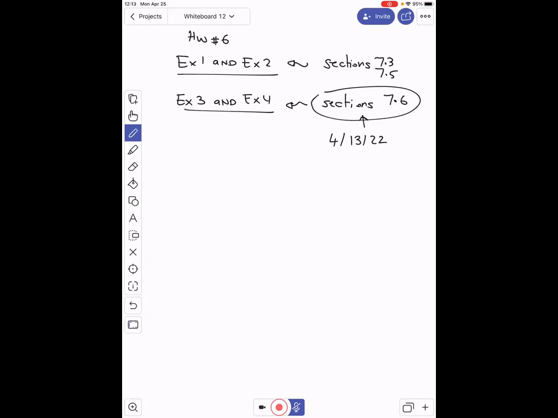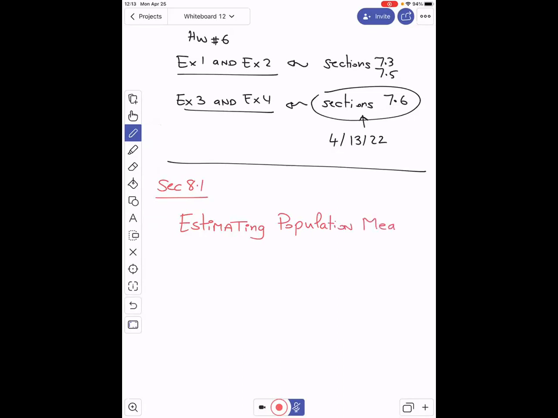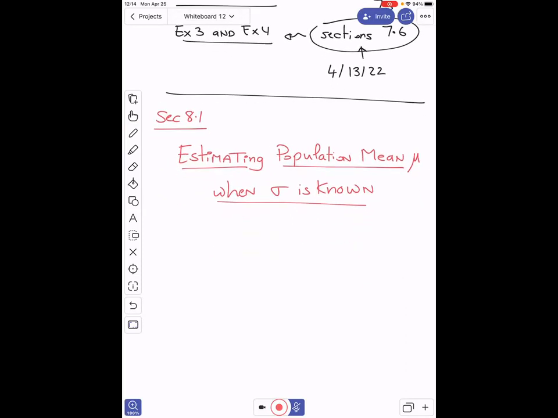All right. So this is section 8.1, and it's about estimating the population mean mu when sigma, the standard deviation sigma, is known. So what's the problem here? What's the problem in this section 8.1?